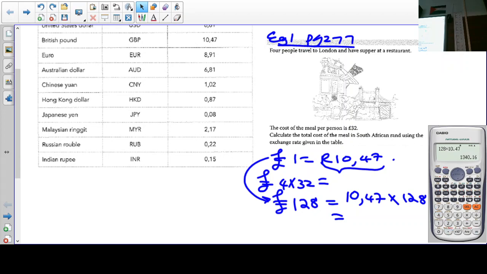So in rands, that meal would have cost the people traveling 1,340 rand and 16 cents. Do you all agree with that? Any confusion? No. Okay.